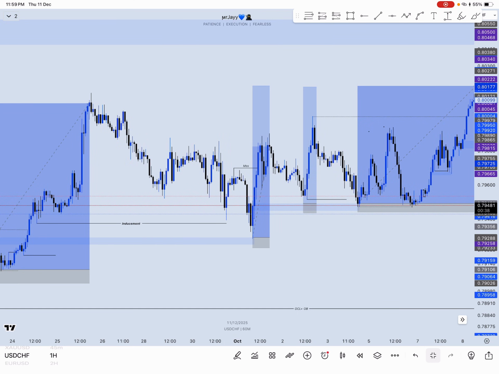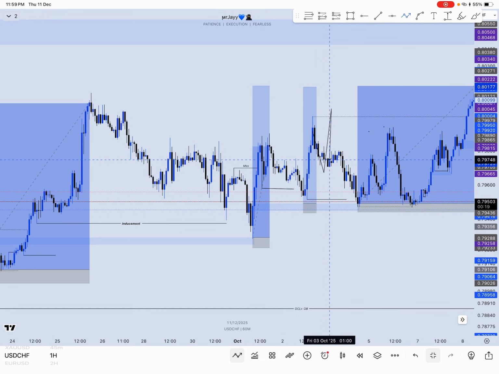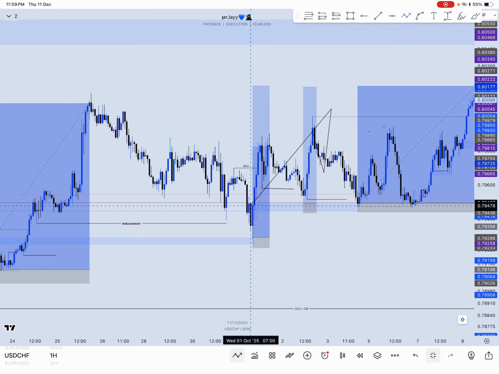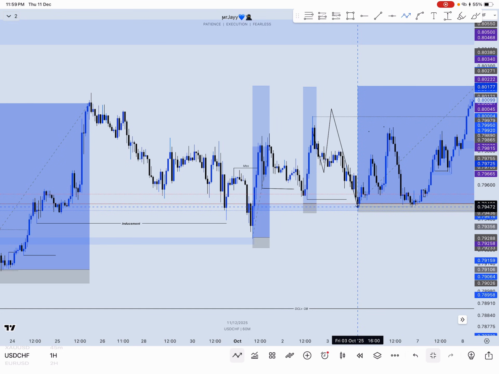So normally, since this guy took out my inducement but did not tap into my POI, if he had created something like this here, like an inducement here, or even mitigated this breaker block and pushed up here, then I would be looking for a buy from somewhere around there. But you can see there is no proper inducement around here. So what does that tell me? That okay, this low is still likely going to be the inducement for this POI to hold. So that was why I was still waiting for this market to come back into this zone here.